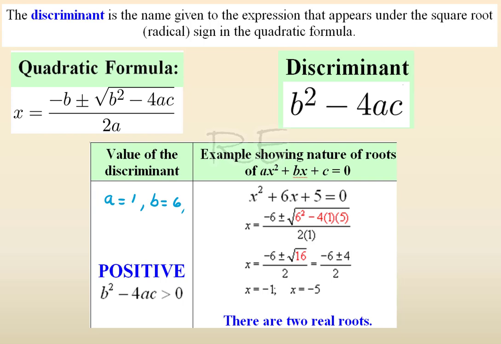For x squared plus 6x plus 5, a is equal to 1, b is equal to 6, and c is equal to 5. b squared minus 4ac is equal to 6 squared minus 4 times 1 times 5, which is 36 minus 20, and it's equal to 16. Positive, therefore we have two real roots.